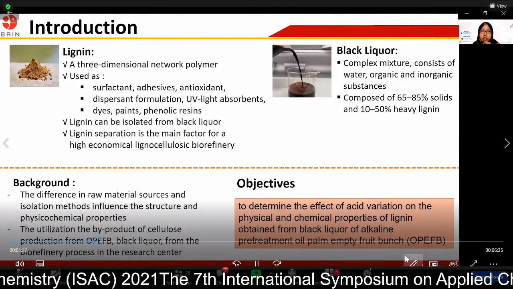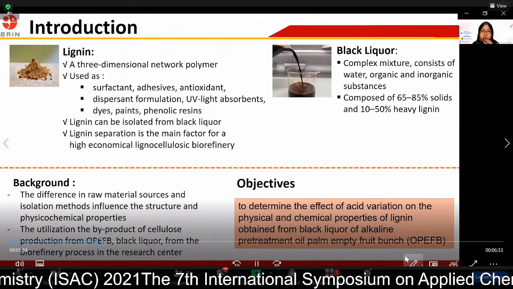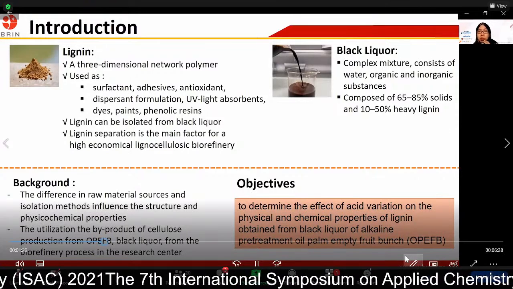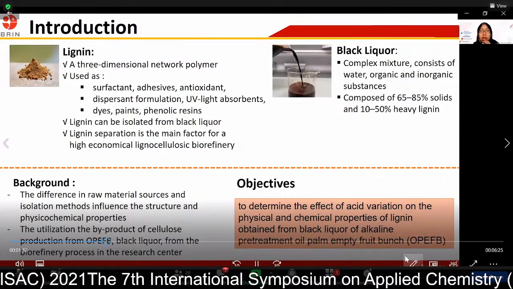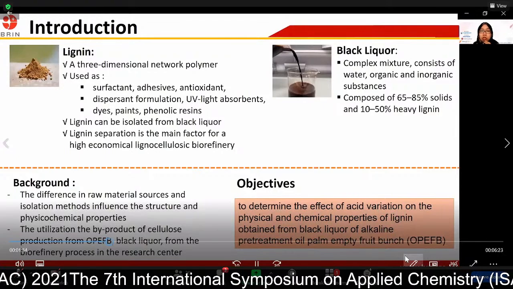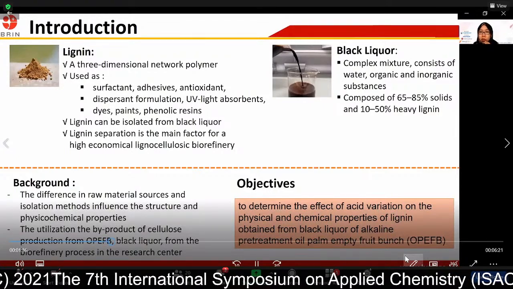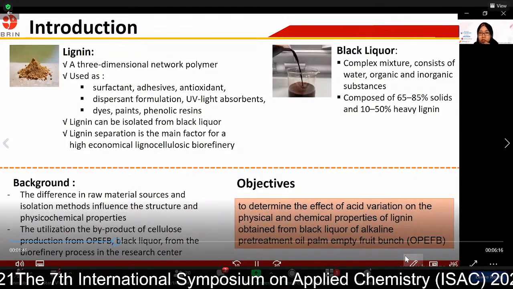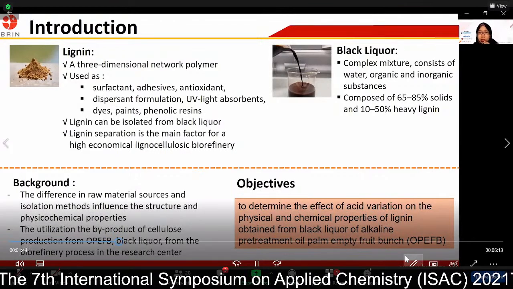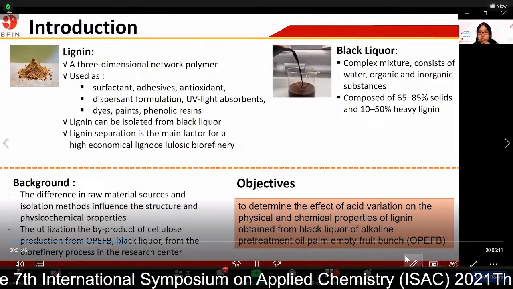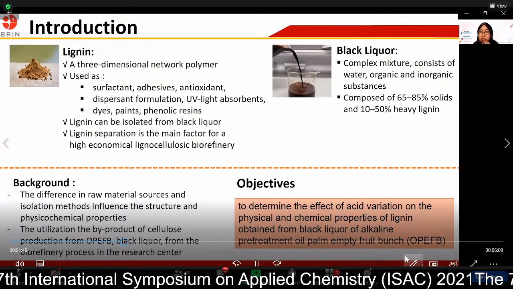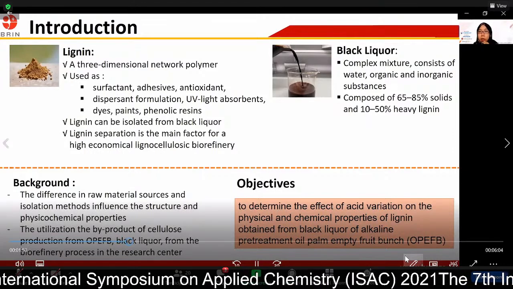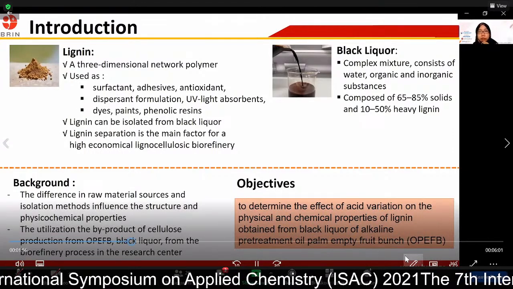And the background for this research: differences in raw material resources and isolation methods can influence the structure and physicochemical properties of the isolated lignin. We would like to utilize the byproduct of cellulose production from OPEFB, the black liquor, from the biorefinery process in the research center. Therefore, our objective is to determine the effect of acid variation on the physical and chemical properties of lignin obtained from black liquor of alkaline treatment of oil palm empty fruit bunch.